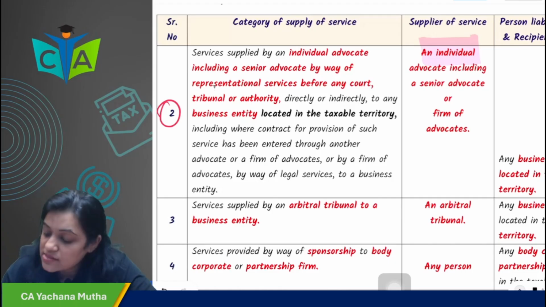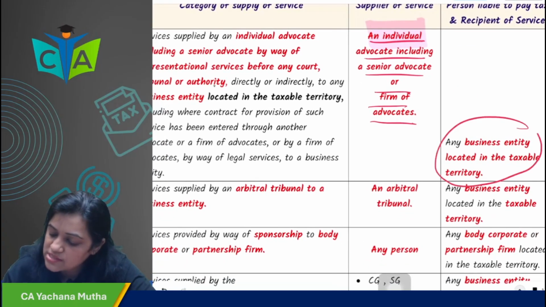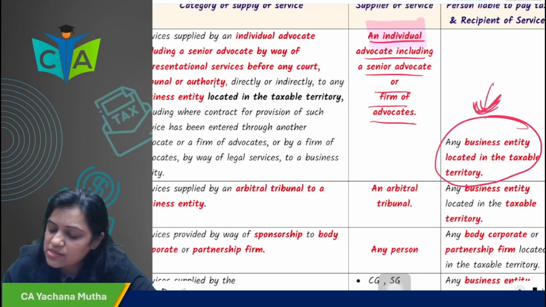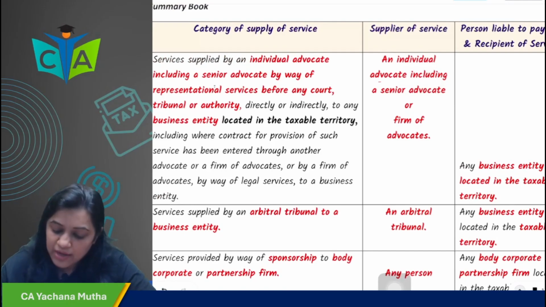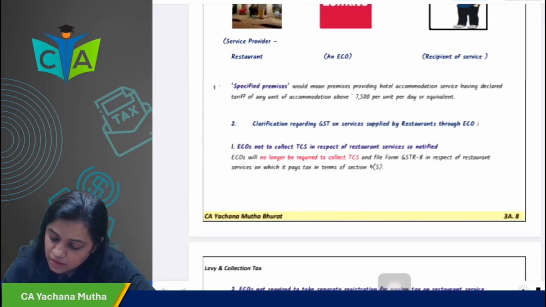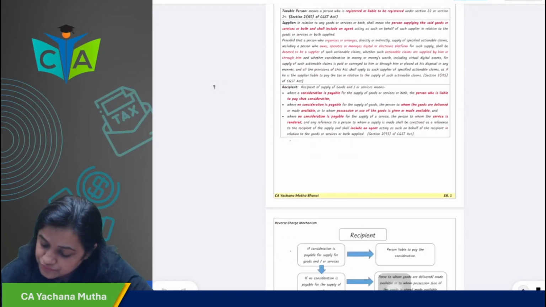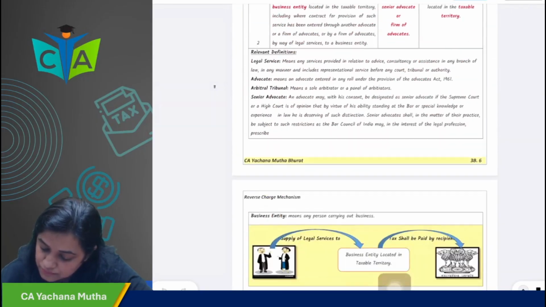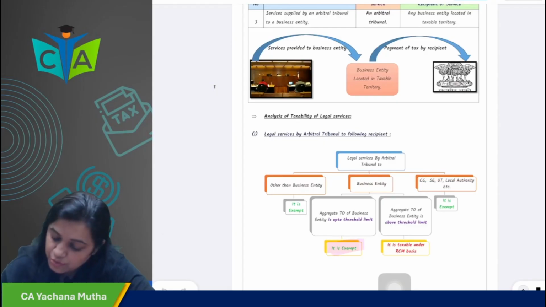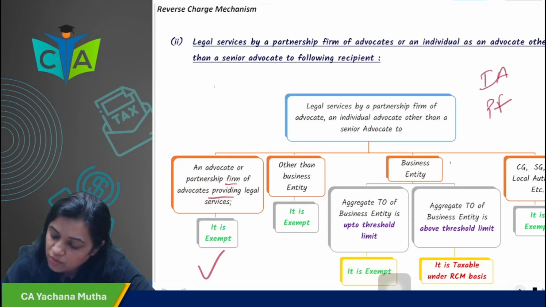So, if the supplier is an individual advocate, including a senior advocate, or a firm of advocates, and they are providing services to a business entity located in the taxable territory, the business entity will be liable to pay GST. But I'll open the main book of the class in which the diagrams are given. We'll quickly go through the diagrams of exemption plus this entry. Remember these diagrams we have seen in case of arbitral tribunal, partnership firm and all those things.